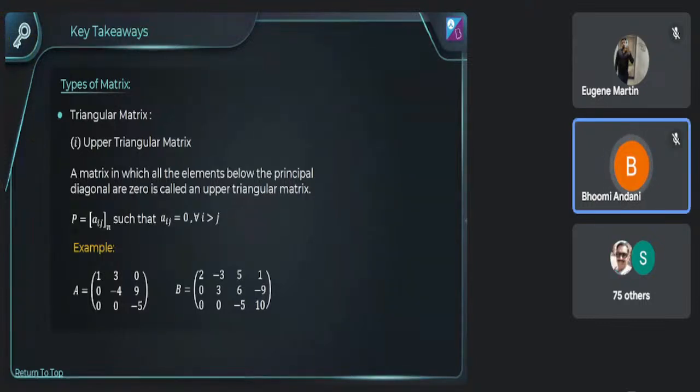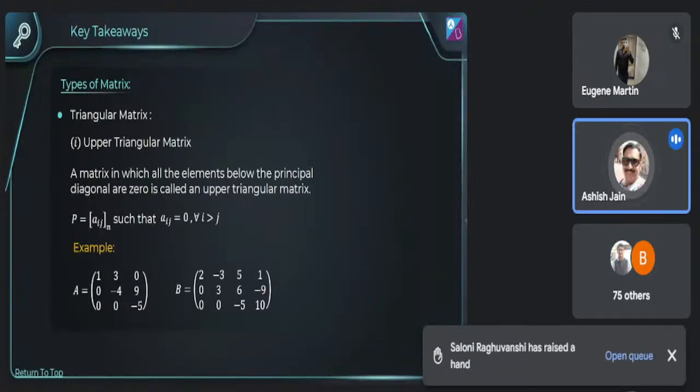Yes, sir. All right. Sir, अगर किसी ने raise किया hand तो मुझे बता दीजिएगा. If anybody have any doubt, I can clear your doubts.